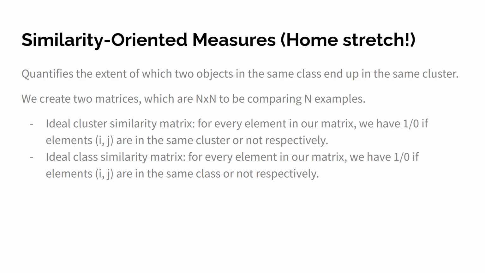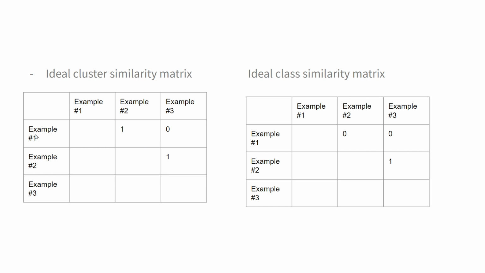So we're going to create two matrices, which are n by n, to compare n examples. We're going to create one which is called the ideal cluster similarity matrix. So for every element in our matrix, we're going to put in 1 or 0 if the elements i and j are in the same cluster or not, respectively. So if example 1 and example 2 are elements, if they end up in the same cluster after doing our algorithm, we're going to put a 1. If not, we'll put a 0.